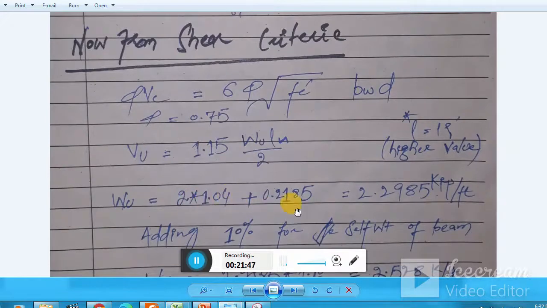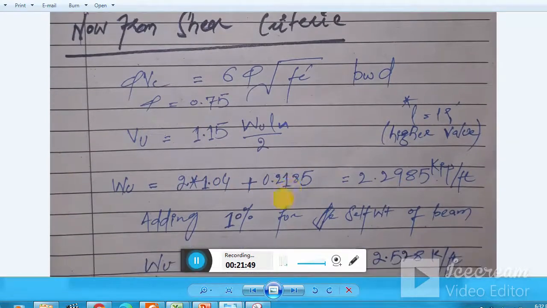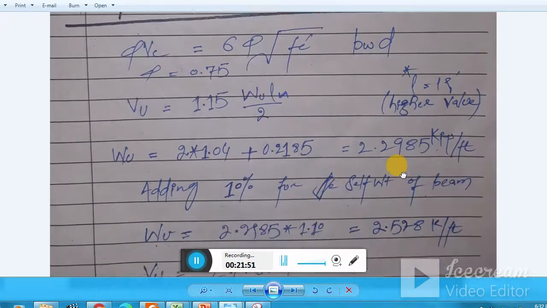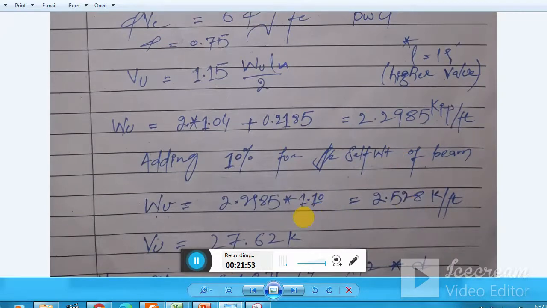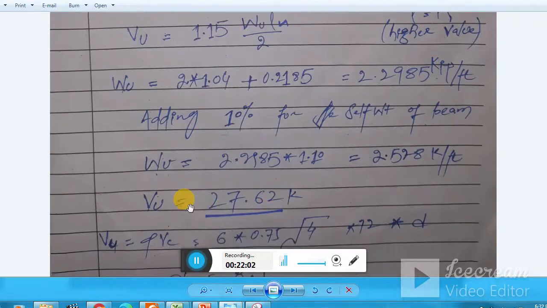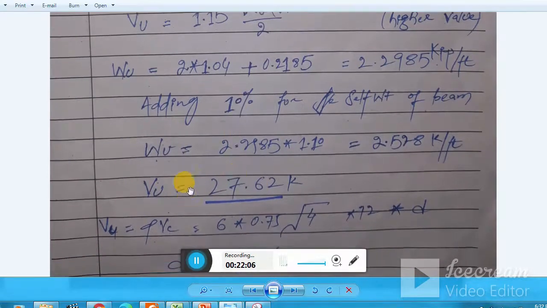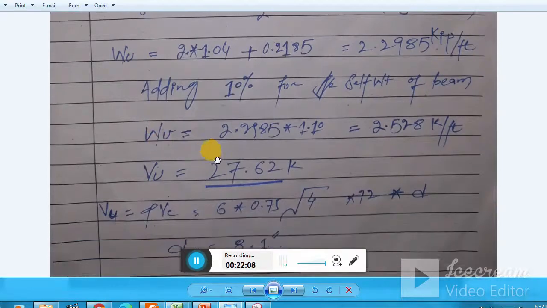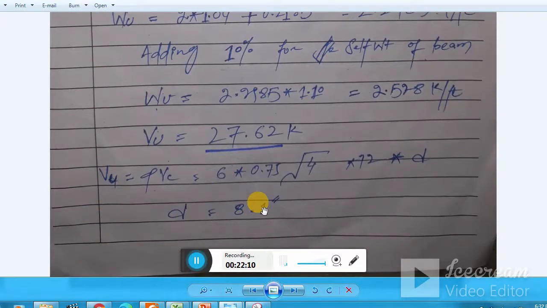The same calculation for Wu, you see here, adding 10% for the self weight of the beam. The same loading, and when I plug the value of Wu in this formula, I got 27.62. This is my design shear right now. And now equating that Vu with phi Vc and finding out the depth, that is 8.1 inch.